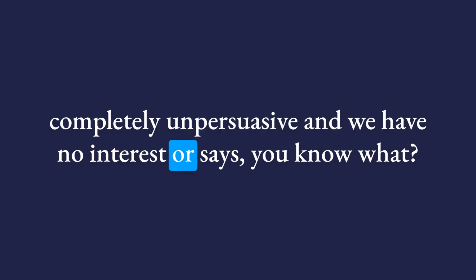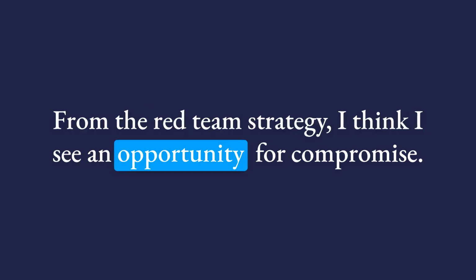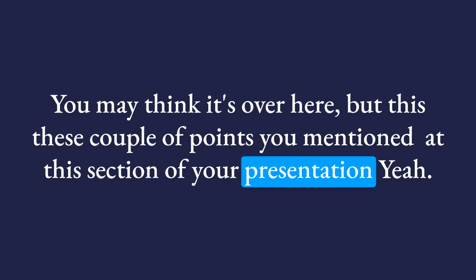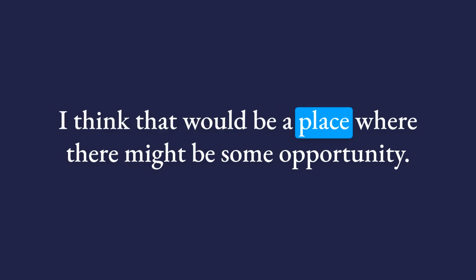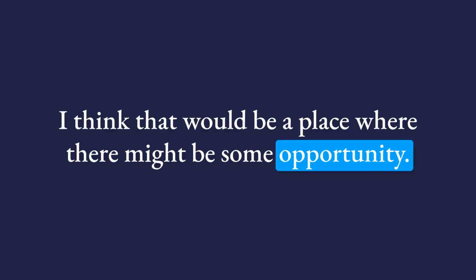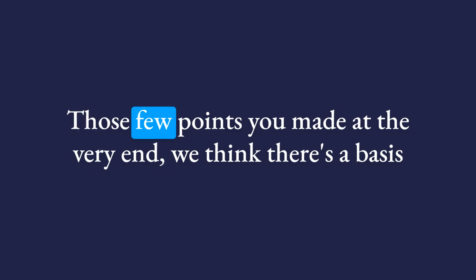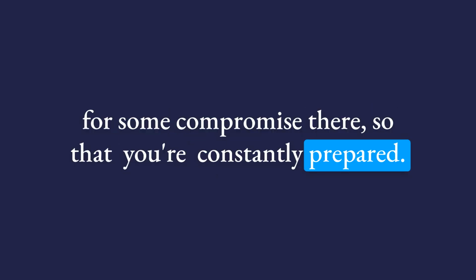Or says, you know what, from the red team strategy, I think I see an opportunity for compromise. You may think it's over here, but these couple of points you mentioned at this section of your presentation, yeah, as an opposing team member, I think that would be a place where there might be some opportunity. So when you go back in the next round, you've got a bit of a sense what the other team is going to say. Ideally, they'll say, you know what, those few points you made at the very end, we think there's a basis for some compromise there, so that you're constantly prepared.